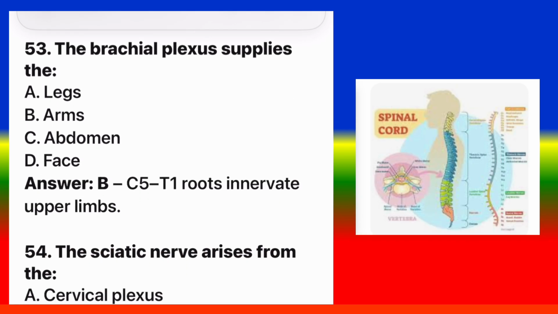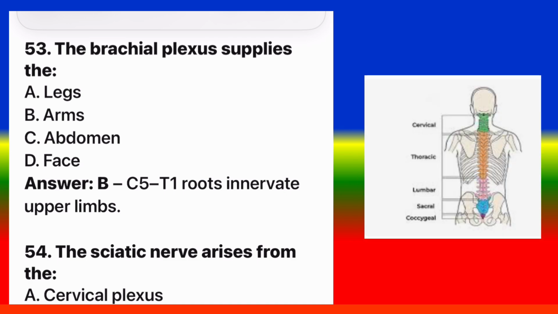53. The brachial plexus supplies the A. Legs, B. Arms, C. Abdomen, D. Face. Answer B. C5-T1 roots innervate upper limbs.